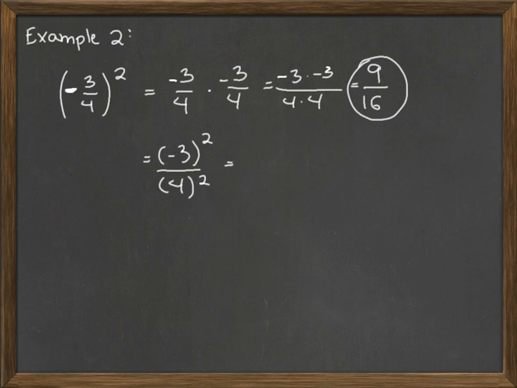And again, negative 3 quantity squared is negative 3 times negative 3. That's where the positive 9 came from. 4 squared is 4 times 4, which is where the 16 came from. So it's just another way to think about it, to rewrite it, to express it.